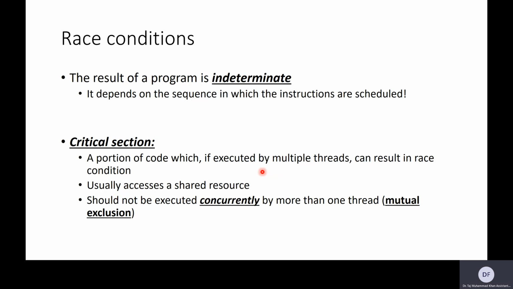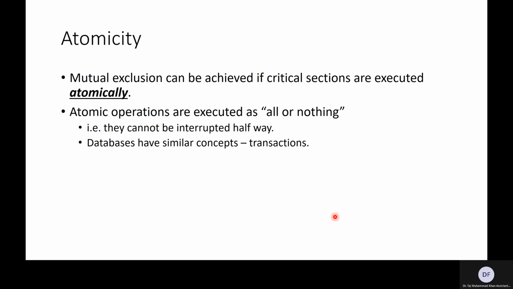So again, to avoid race conditions, we should make sure that critical sections of a program are not executed concurrently. They should be executed in a mutually exclusive fashion, in the sense that only one thread should be in the critical section at any given time. That way we can avoid race conditions and indeterminate behavior in a program. Another definition is that of atomicity.